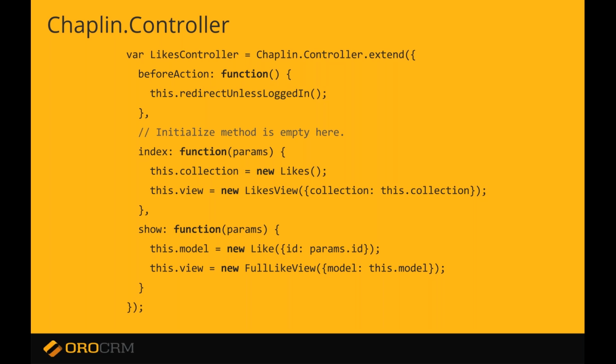What about the use of before action? This method is invoked by the dispatcher before the action method is invoked. The goal is to do some check or prepare some environment for the action. Here you can see that inside before action we check if the user is allowed to see the page. So we check if the user is logged in, and if not, we redirect to the login page.